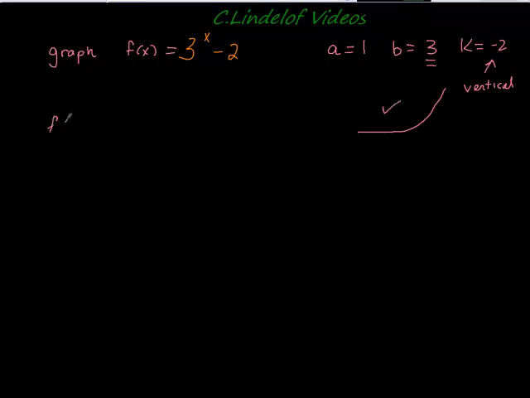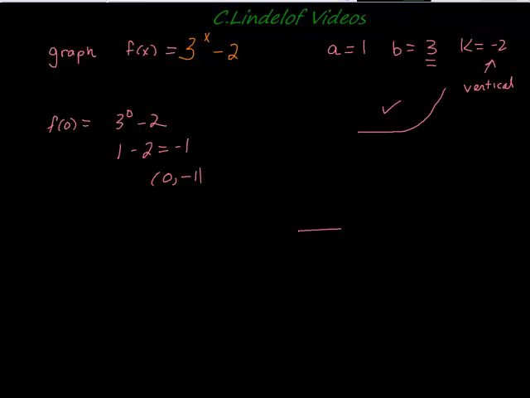Second thing I'm going to do is ask myself, what is f of 0? So f of 0 in this case is 3 to the 0 minus 2, right? Please remember, any number to the 0 power, with the exception of 0, is equal to 1. So 3 to the 0 power is 1. And 1 minus 2 is equal to negative 1. So that gives us a point, the point 0, negative 1.